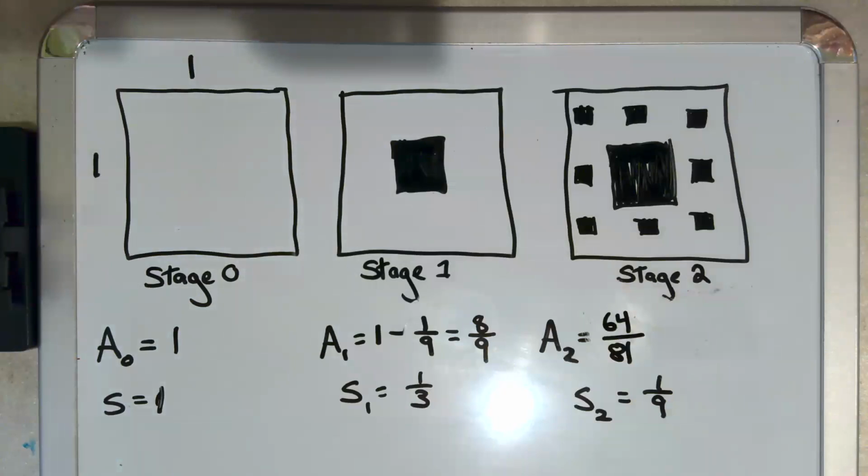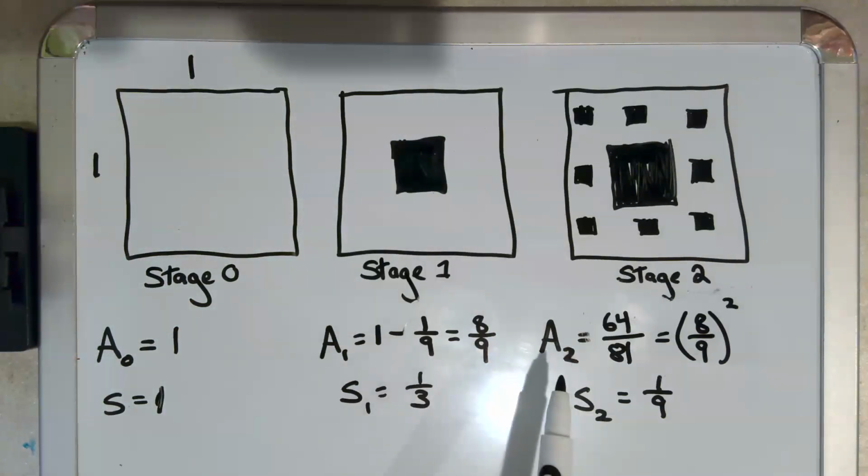64, that's a perfect square, that's 8 squared. 81, that's a perfect square, that's 9 squared. So we could rewrite area of stage 2 as 8/9 squared. And now we're beginning to detect a pattern. Area at stage 1 is 8/9. Area at stage 2 is 8/9 squared. Let's check it out and see whether area at stage 3 is 8/9 to the third.